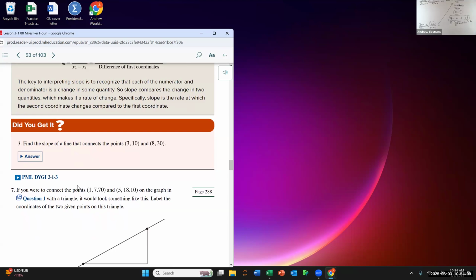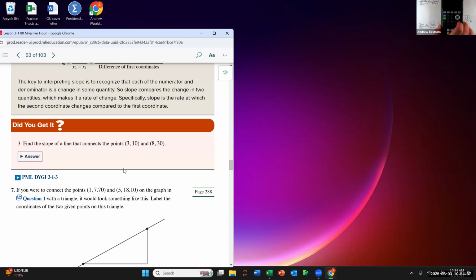Now, you can use the formula to figure out what the slope is, or we can use a calculator. What would you guys rather do, use a formula or use a calculator? Okay, I got one vote for calculator. So let's do it the hard way first.